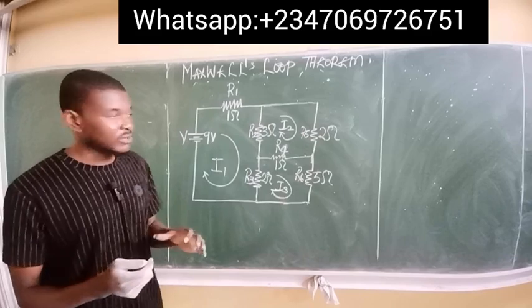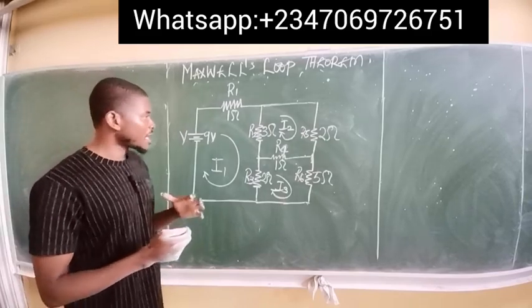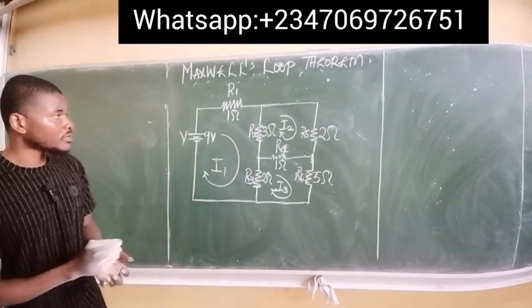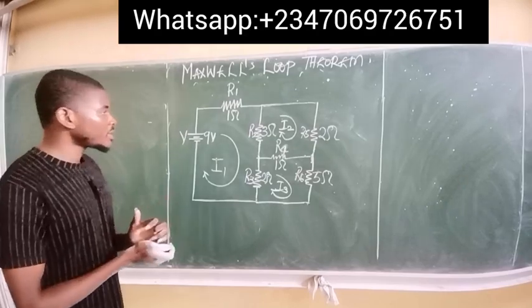Okay, so let's say we are given this network analysis and we are asked to use Maxwell's loop theorem to calculate the values of the current I1, I2, and I3 for this given circuit.